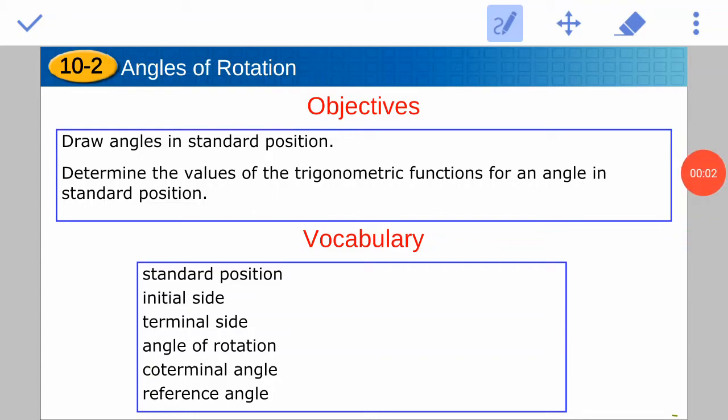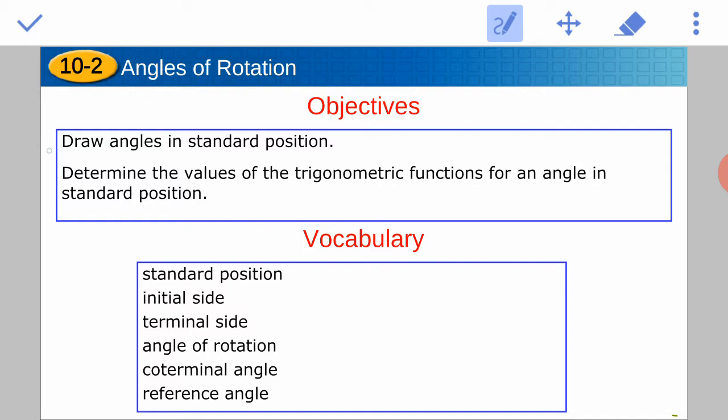Hello guys, section 10-2, angles of rotation. Last time you started studying trigonometry. In section 10-1 you studied some fundamental concepts in trigonometry. You studied the six trigonometric functions, sine, cosine, tan and their reciprocals. Today we're going to continue in the same way, studying the basic concepts of trigonometry.